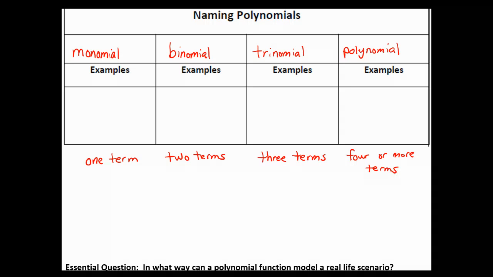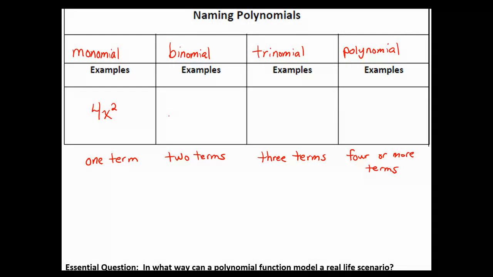So monomial is 1 term. So I'm just going to make up an example. That would be something like 4x squared. And the one trick that you're going to see on homework tonight is that that little exponent has to be positive in order to be a monomial. And I'll clarify that on the homework before the video ends.